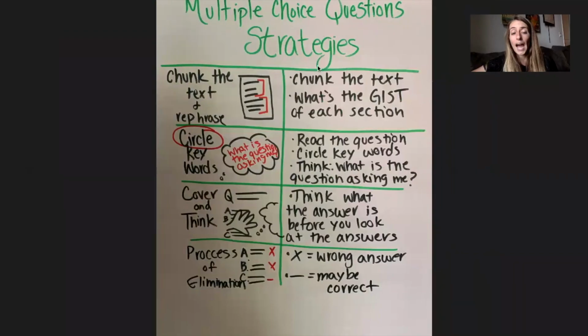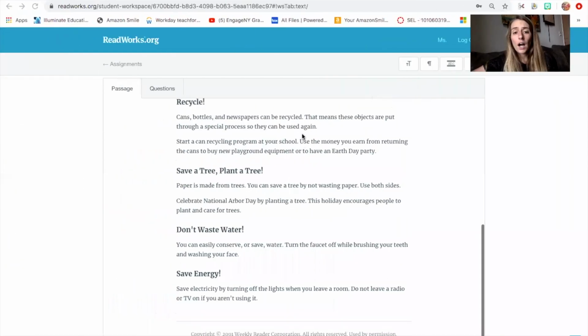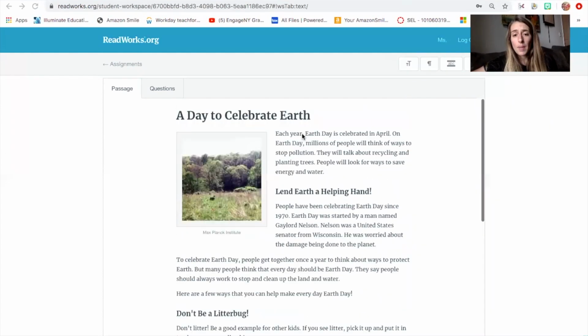So I'm going to go back to thinking about what the gist of this article is. Well, I can read back over the subheadings to help me think. So I know the title was A Day to Celebrate Earth. So this article definitely had a lot to do with Earth.